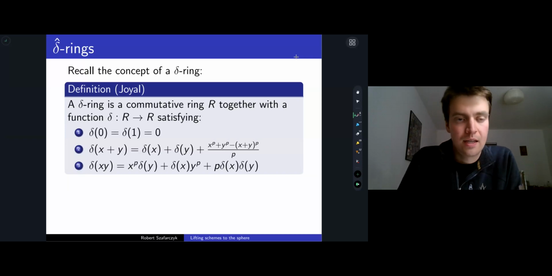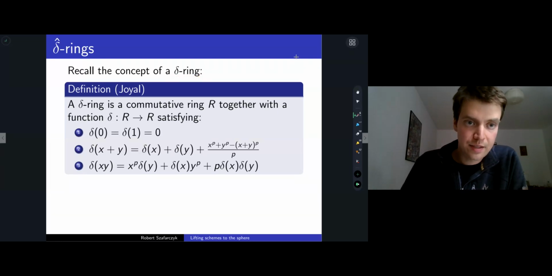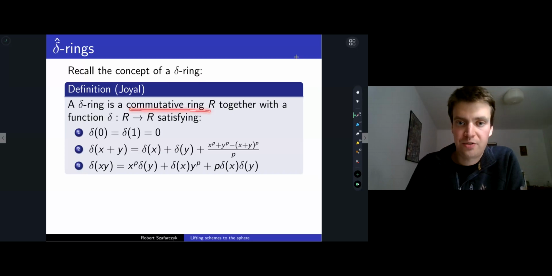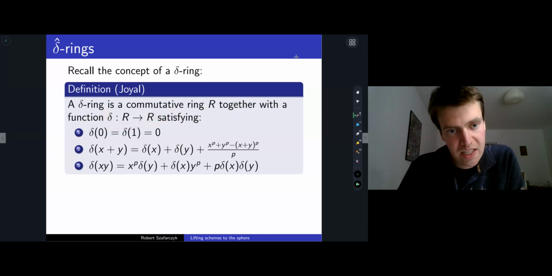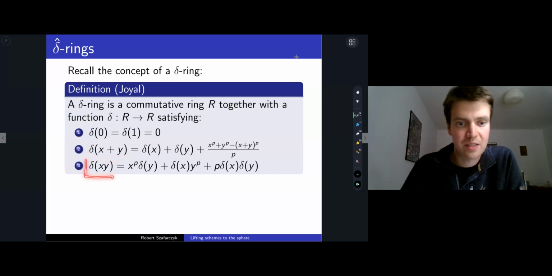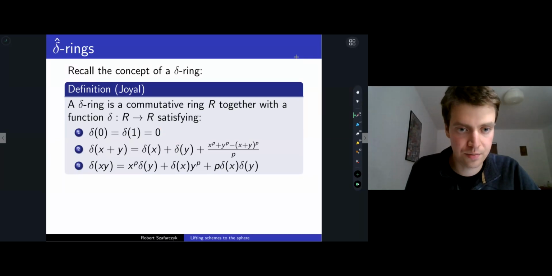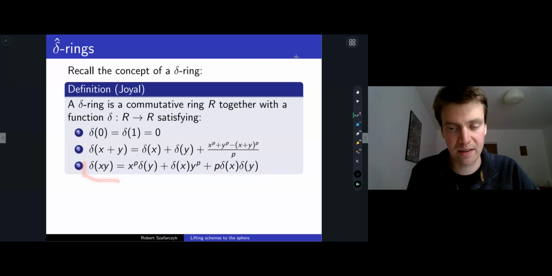player in this talk. And this uses a concept of a delta ring. So let me first recall the definition. A delta ring is a commutative ring R plus a function delta. It's just a function on underlying sets, which satisfies those three axioms. On 0 and on 1, it takes value 0, and then has some addition formula and some multiplication formula. It's kind of similar to a derivative, to a differential, because there is this additional term, and here we have those powers and this term, but this, for example, looks like a Leibniz rule.